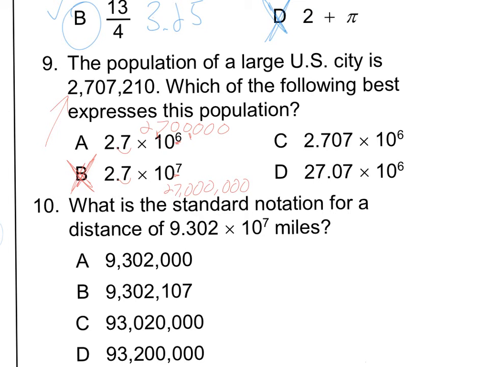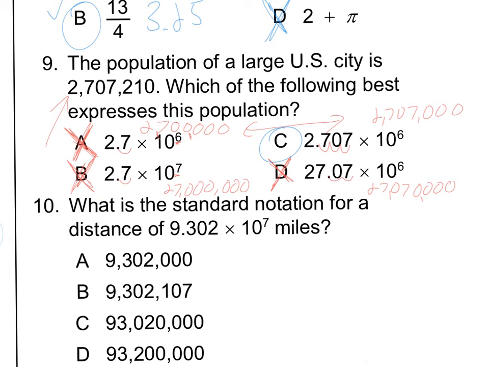If we move this one over here 6 times, that's 1, 2, 3, with 3 more zeros. 2, 7, 0, 7, 1, 2, 3. All right, so now we're really close. Between A and C, which one's closer? C is closer because it's got that extra 7,000. So now we can eliminate A. Finally, on D, if I move it 6 times, that's 1, 2 with 4 zeros. So 2707 with 4 zeros gives me 27 million again. We can eliminate it. C would be our answer.